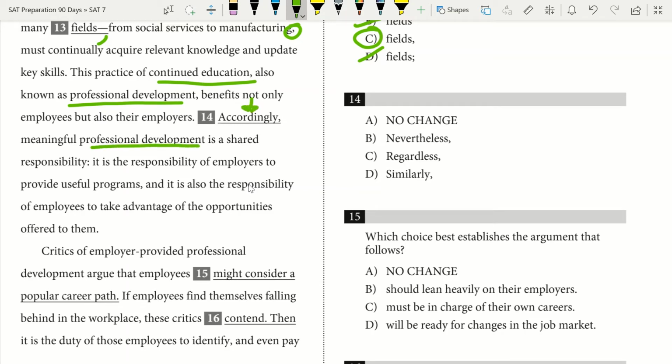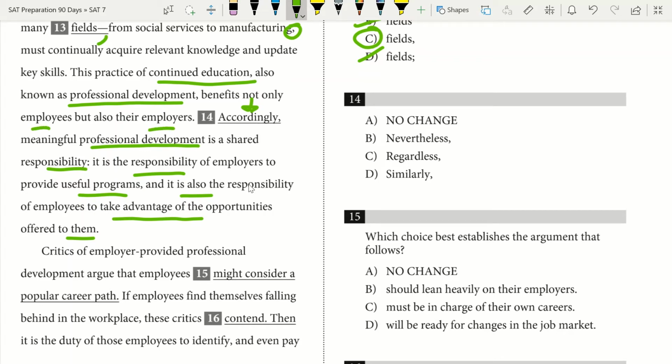Meaningful professional development is a shared responsibility. It is the responsibility of employers to provide use of programs and the responsibility of employees to take advantage of the opportunities offered to them. All right, well, this is "accordingly," right? Since it benefits employees and their employers, it's a shared responsibility.